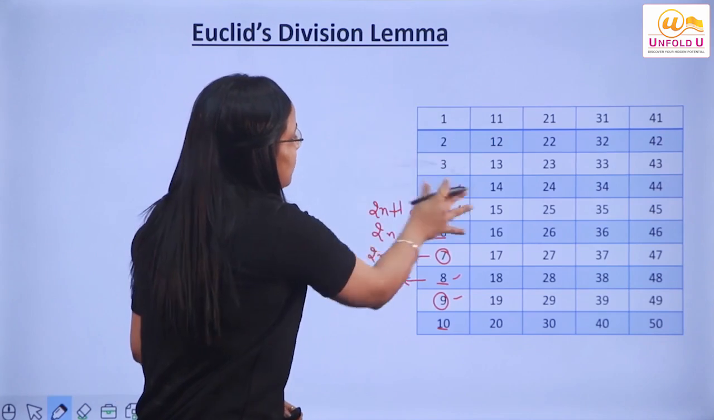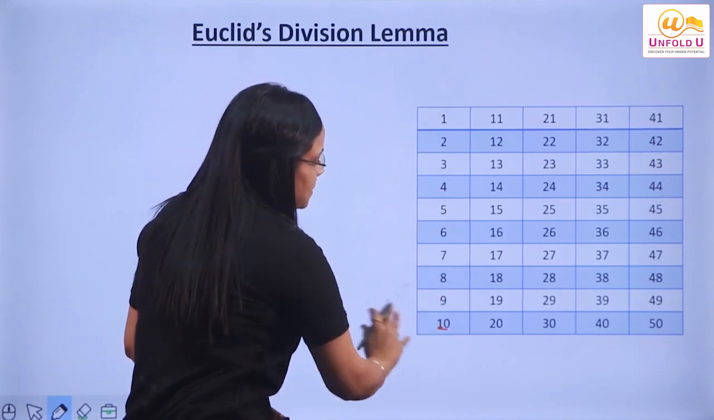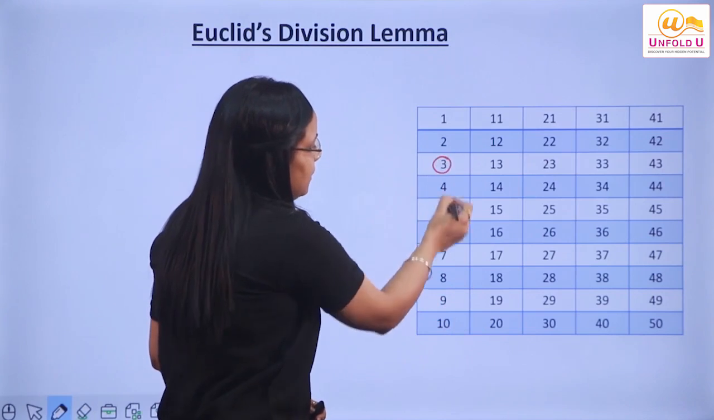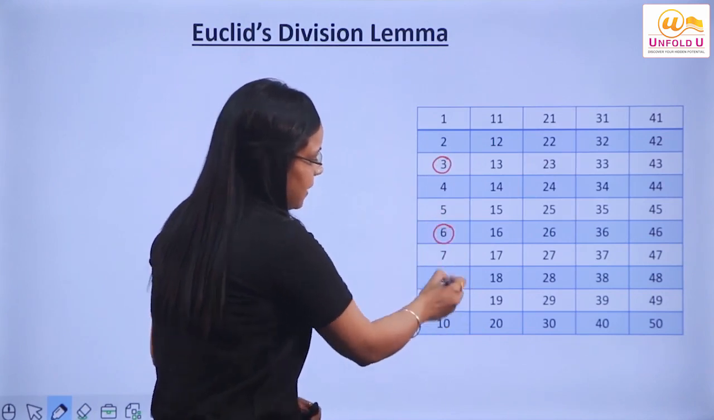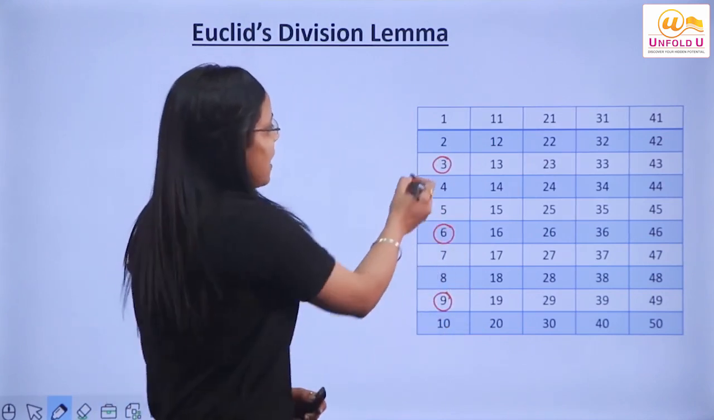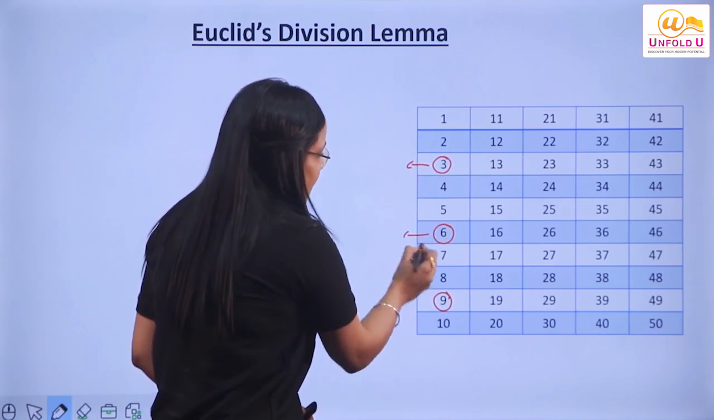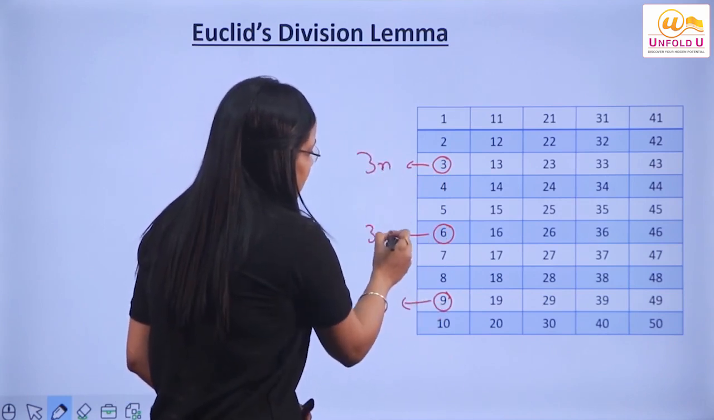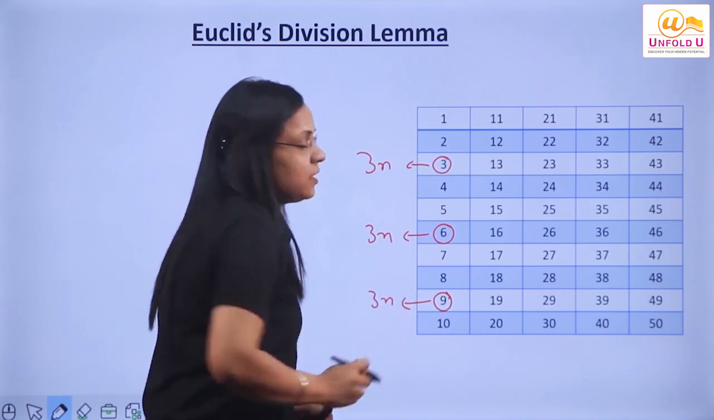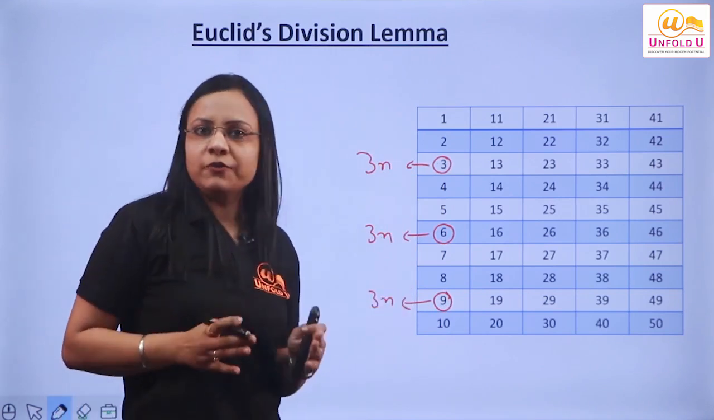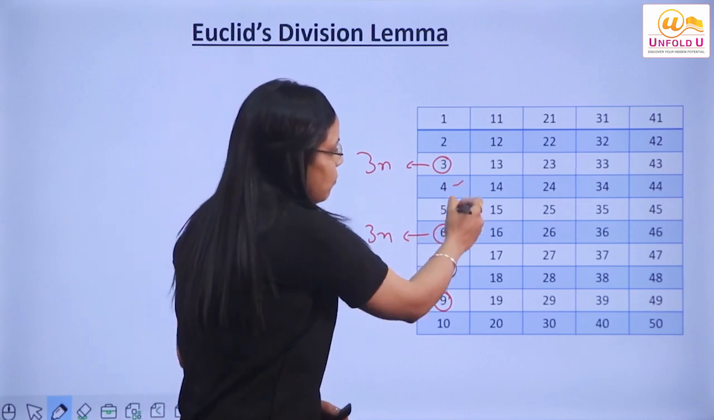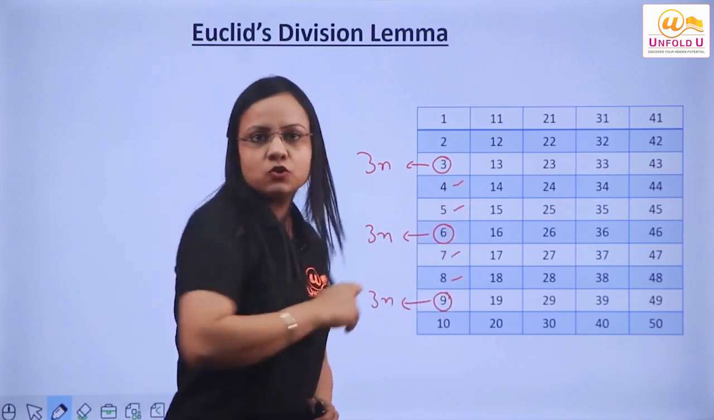Same way we can check it for the multiples of 3. The multiples of 3 are 3, 6, 9. Now I can write the multiples of 3 as 3 into n, where n is any integer. Now let us take the numbers which are greater than 3 and which are not multiples of 3. Such numbers are 4, 5, 7, 8 and so on.